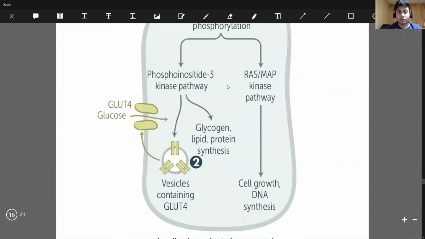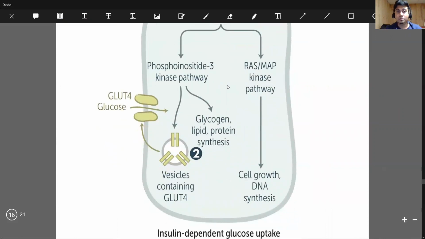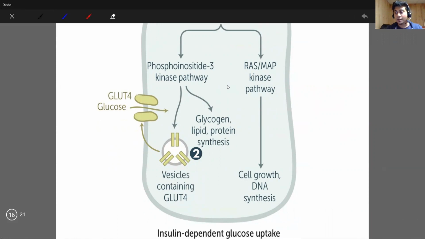Like this tyrosine phosphorylation can lead to a generation or activation of several growth factor pathways. Insulin usually works as a growth factor. You can say that insulin is a growth factor that works as an anabolic hormone. Anabolic means what? It grows something or it builds something. So you can say that, okay, it's a growth factor pathway.